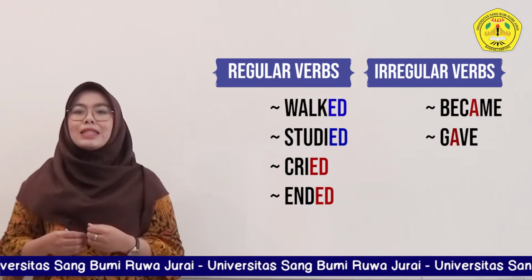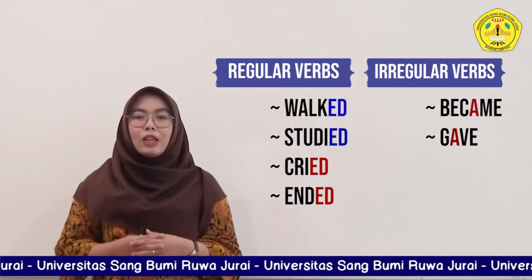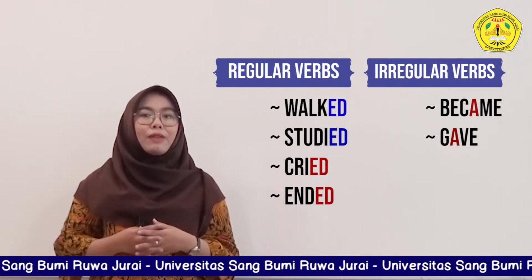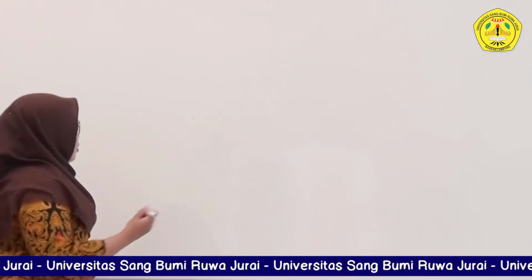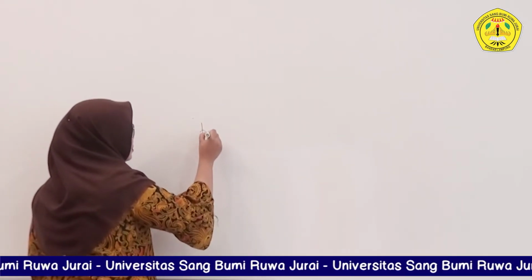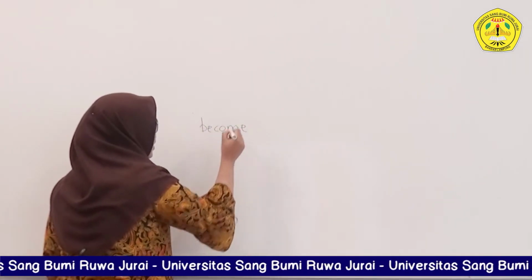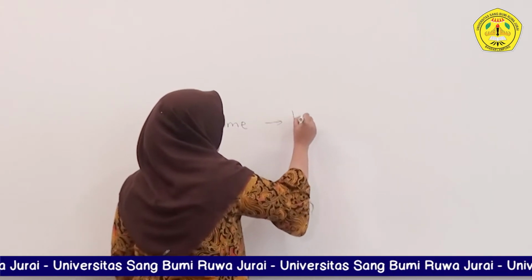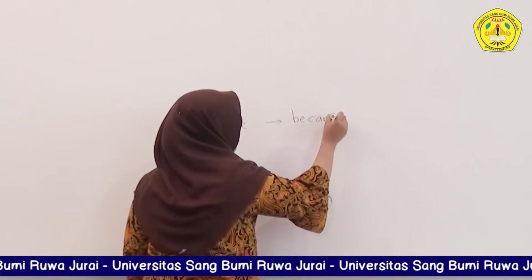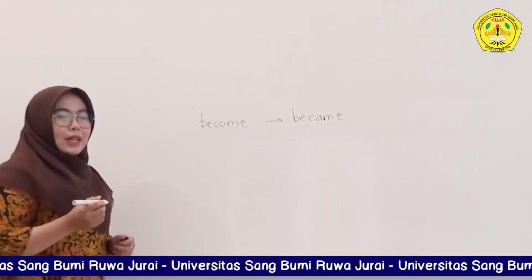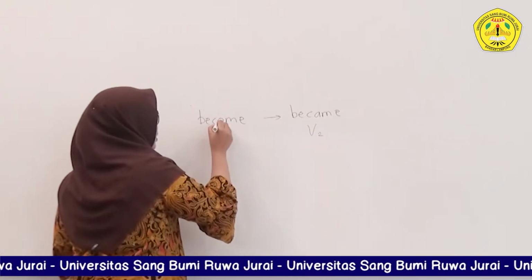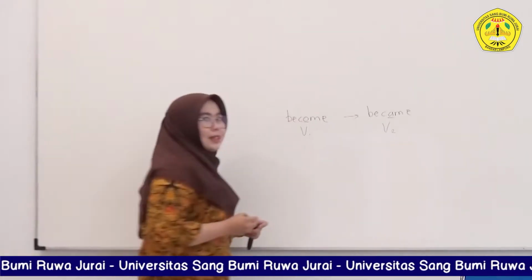Okay, and the second is irregular verbs. What are irregular verbs? So irregular verbs are verbs that have a different form. Okay, I will give you some examples here. For example, become, and then it will be became. Okay, it's a different form from verb 1 to verb 2, with o and a.